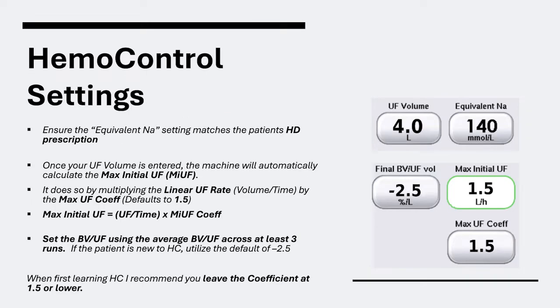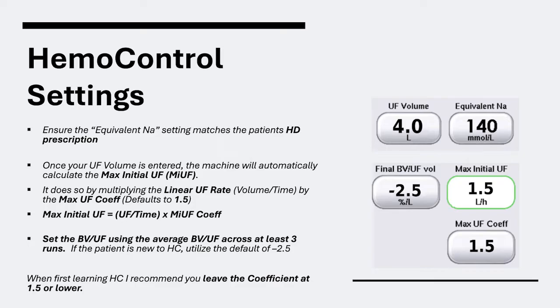Now that you've activated HemoControl, we need to ensure that the settings we're using are appropriate for our individual patient. We're going to ensure that the equivalent sodium value matches the patient's prescription. This is what the nephrologist has set, so we're just ensuring that it's correct. Also ensuring that our UF volume is entered correctly. The UF volume for your patient can be modified in two different spots: on the regular prescription screen under UF volume, or if you go into HemoControl, it also says UF volume. You can modify it here or in your regular prescription. The two are tied together, so modification of one will modify the other.